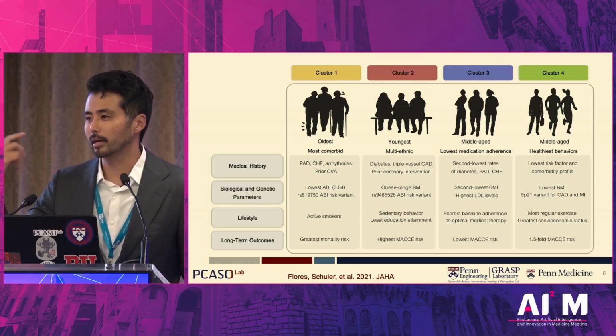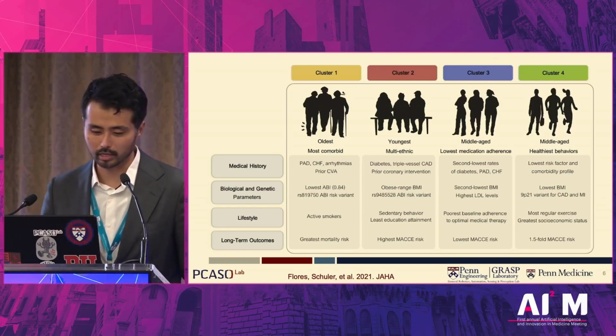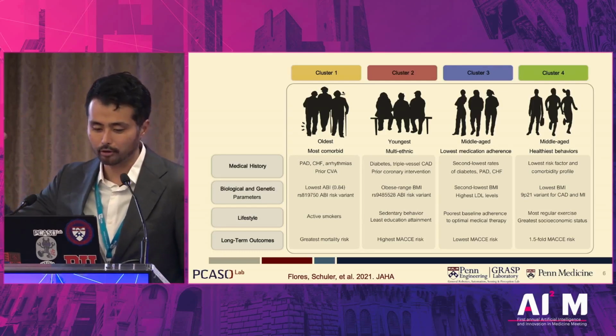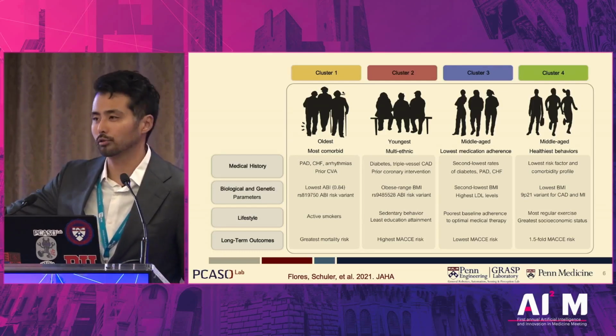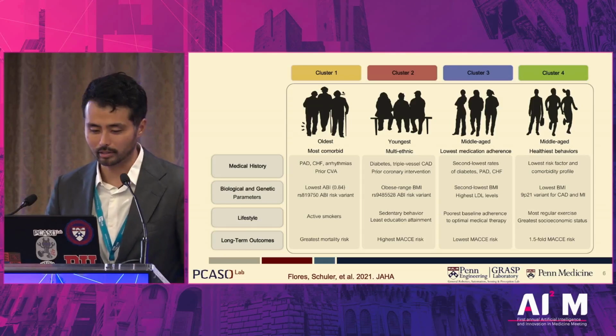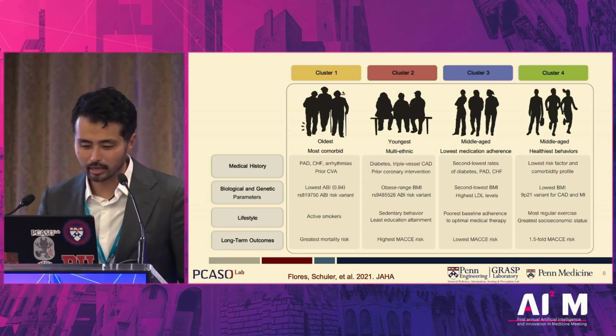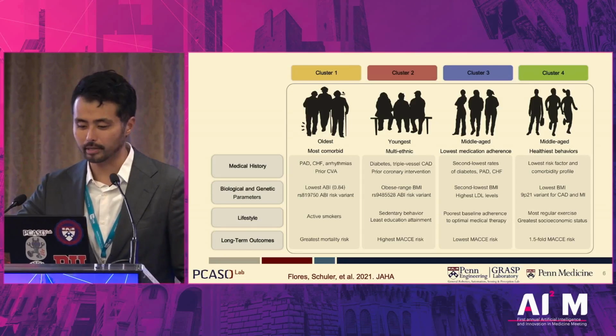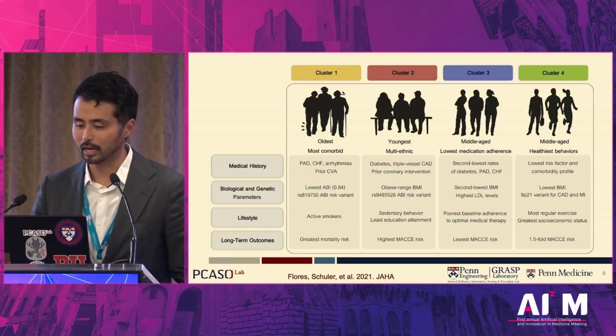Now, some of them are going to make sense to us as human beings, right? Older patients with heart failure, with arrhythmia, who have had a prior stroke. Those are going to be at the highest risk of mortality in cluster 1. Well, that's obvious probably to us. But group 2, which is the youngest, they're multi-ethnic, but they're obese. Those have the highest risk of major adverse events.